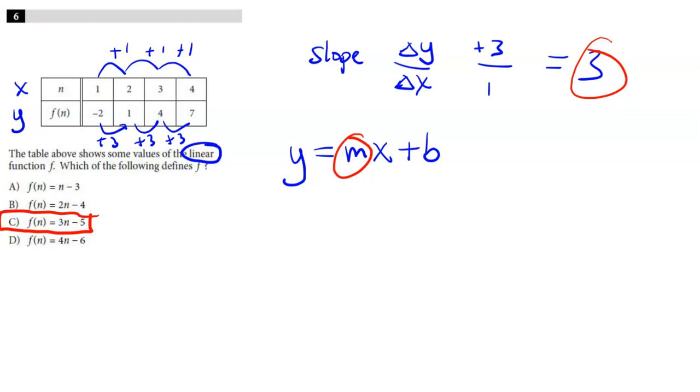Some people like to just plug numbers in and find the one that works. The problem is for some of these problems, they work for multiple equations. For instance, when you're looking at this first one, it works for a few of these guys. When you stick 4 in, you do get 7.